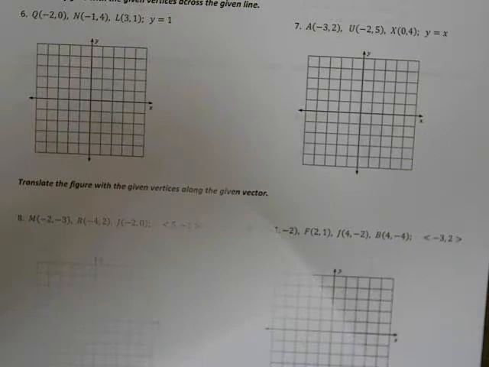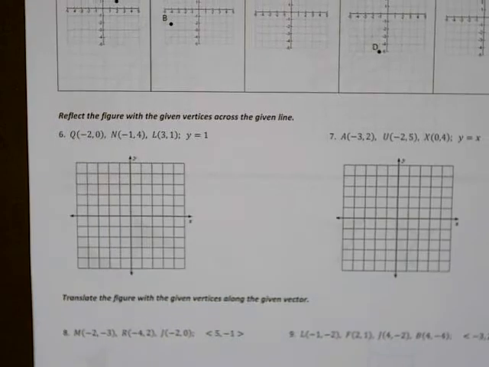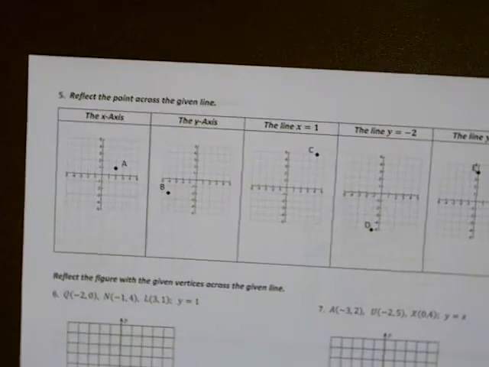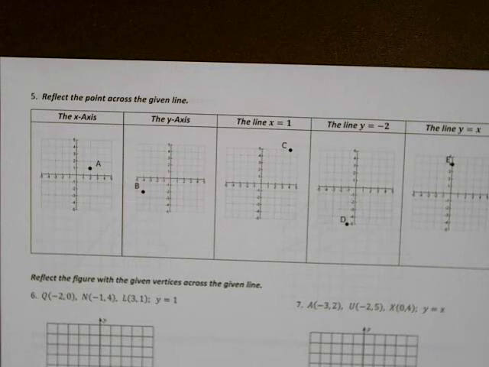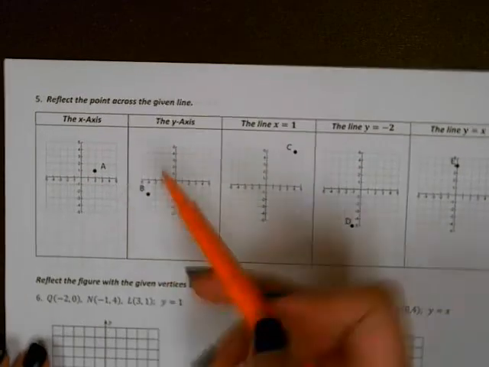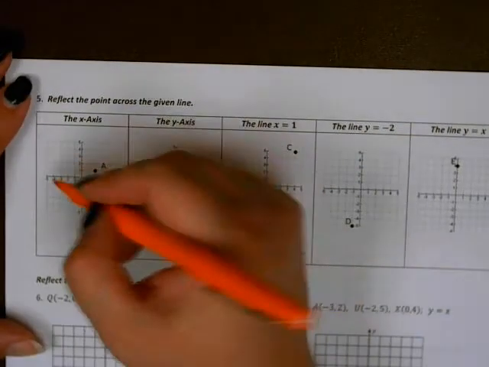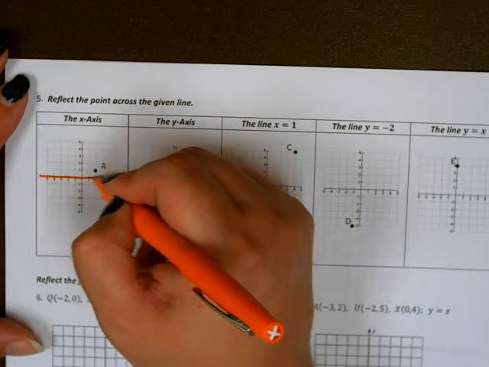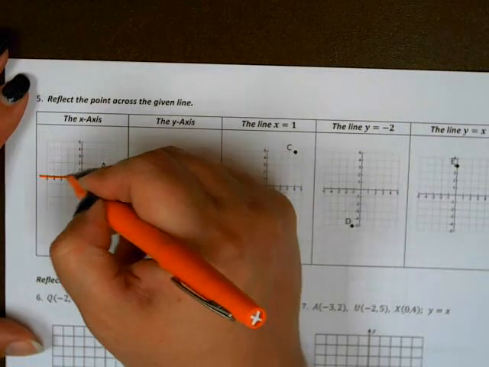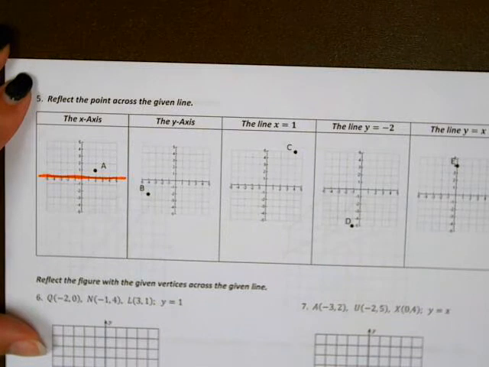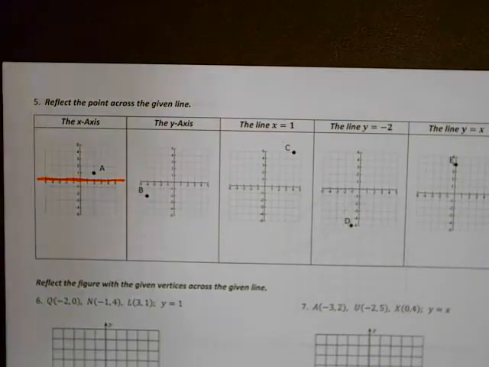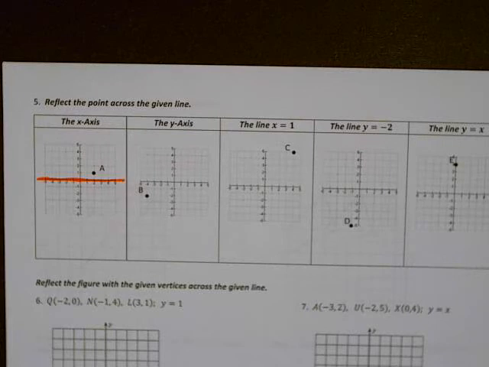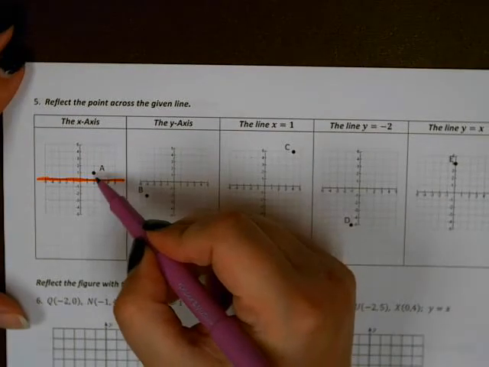Now we're going to actually do some work with some of this stuff. So, reflecting points across a given line. When we look at point A, the first thing we're going to do is figure out what we're reflecting across. In this first one, we're reflecting across the x-axis. I usually highlight the line that I am reflecting over. That is my line of reflection. And we know that when we reflect across a line, they have to be the same distance away.